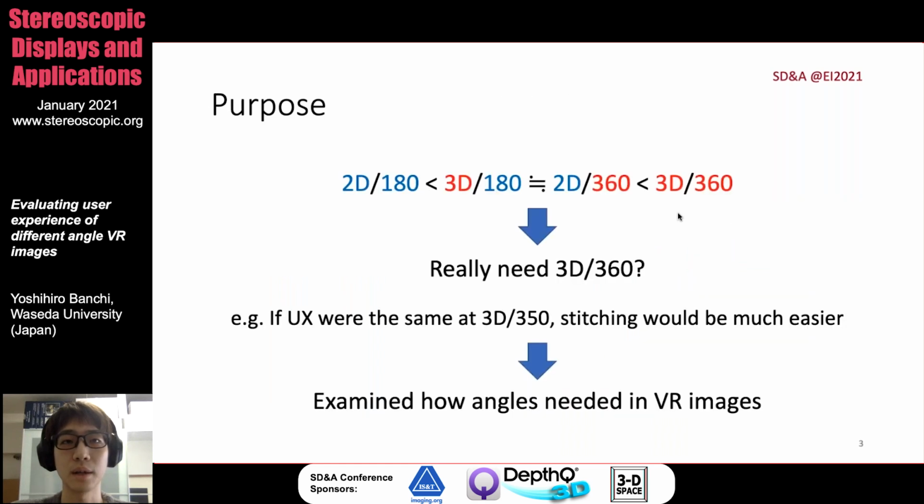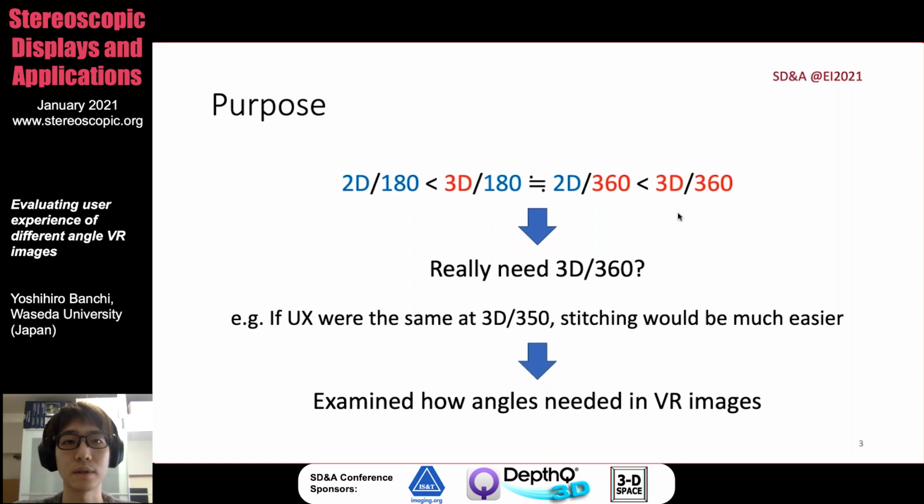In the previous study, user experience was influenced by different VR formats. In user experience, 2D 180 was the lowest, followed by 3D 180 and 2D 360 to the same extent, and 3D 360 was the highest. So, the question: does VR really need 3D and 360 degrees?